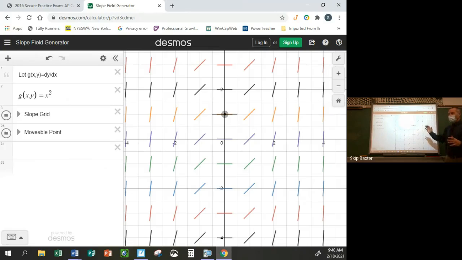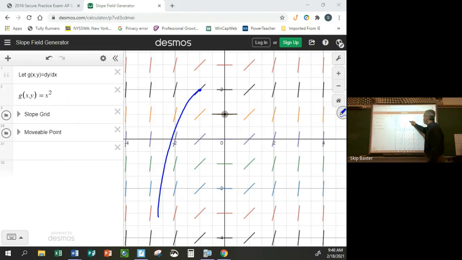Think of it like a contour map, like in earth science or whatever, right? For example, if I wanted to figure out what the solution looks like that passes through this point right here, just follow the lines. It kind of goes down like this, getting steeper and steeper and steeper. As we move to the right, it's going to get flat, and then it's going to go up.